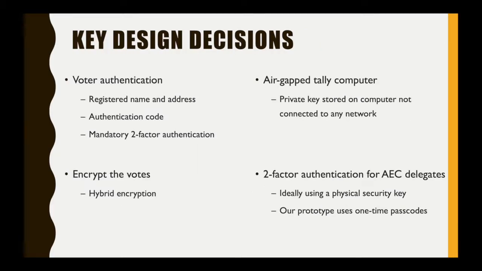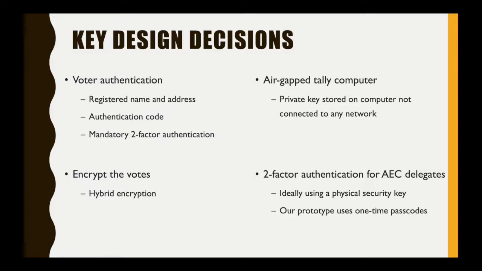So these key design decisions follow on from our security requirements. The first is voter authentication. The current system is you need your registered name and address to be able to vote. We decided that wasn't good enough, so we've added an authentication code that gets sent out to each of the voters that they have to enter when they want to vote. And even that's not enough because those things need to be printed out, and so it's possible someone could get hold of the whole list. And so we've also made mandatory two-factor authentication part of our system.